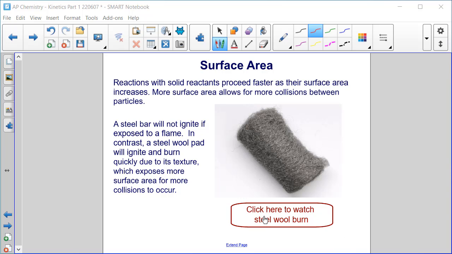There's a link to a video here you can click to watch the burning of that steel wool happen.